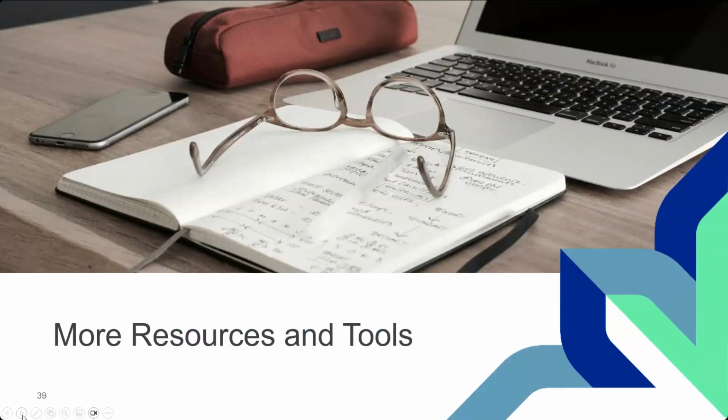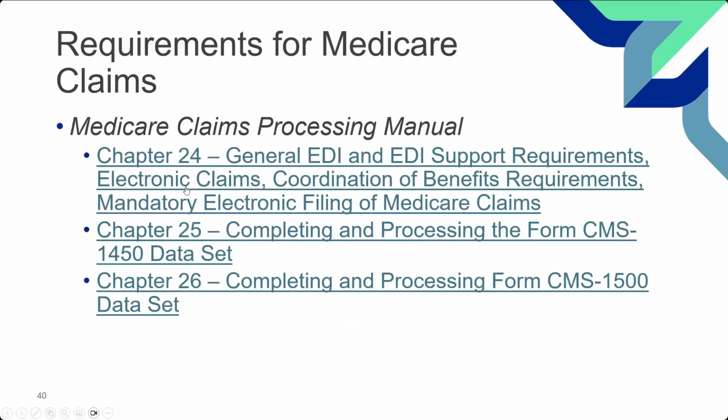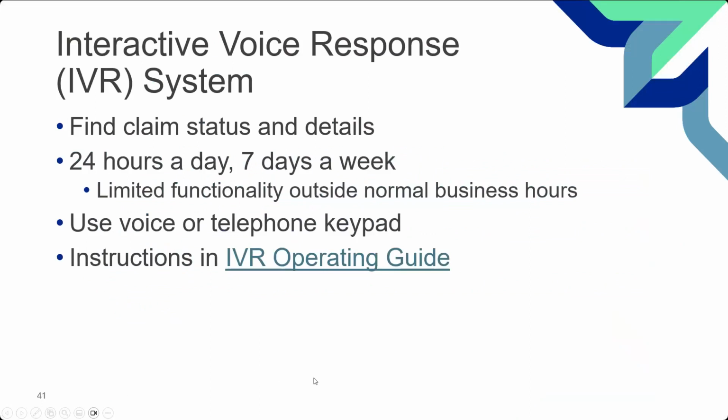More resources and tools. This is where I'm going to go pretty quickly because you can come back to this later. I've embedded links to claims processing manual instructions, the paper claim form, Part A, Part B. I've also included general EDI and EDI support requirements. We have the IVR that you can find claim status and details on. This is where you use your voice or telephone keypad. We have an operating guide that tells you how to use this self-service tool.